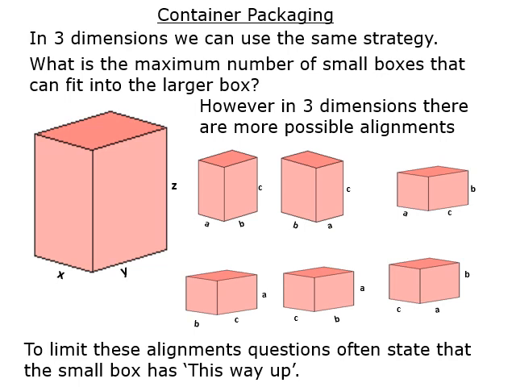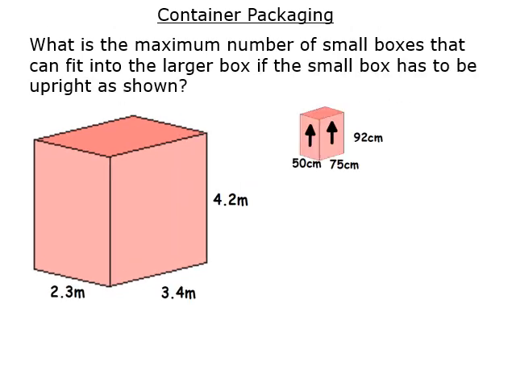Okay, so let's see an example of this. So there's my big container, 2.3 by 3.4 by 4.2, and I've got a wee box which is 50 centimetres, 75 centimetres by 92 centimetres. Now you'll notice there's centimetres and metres there. It's really important that you get them in the same unit. So either change the metres into centimetres or the centimetres into metres. It doesn't really matter which way you do it, as long as both sets of dimensions are in the same units, that's fine. So we've only got two possible alignments because it's this way up, so if looking back to the previous page, it's just the first two alignments.